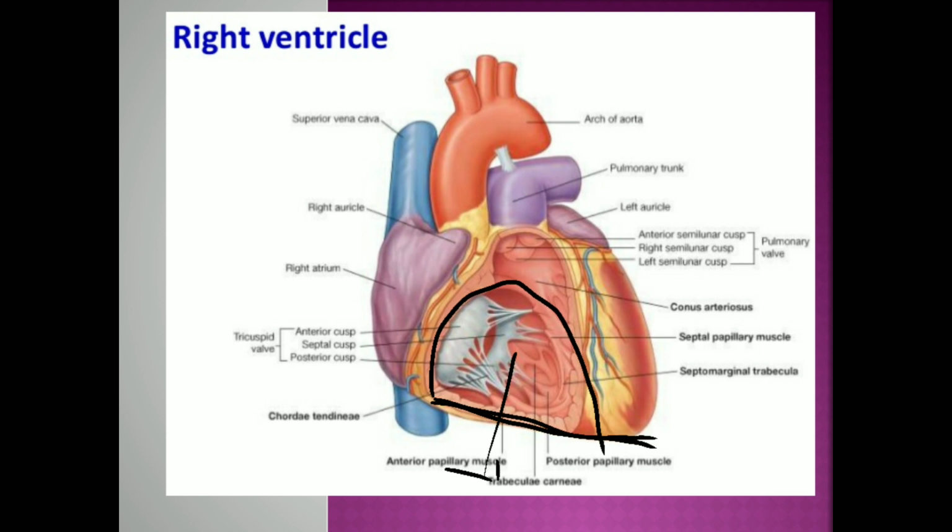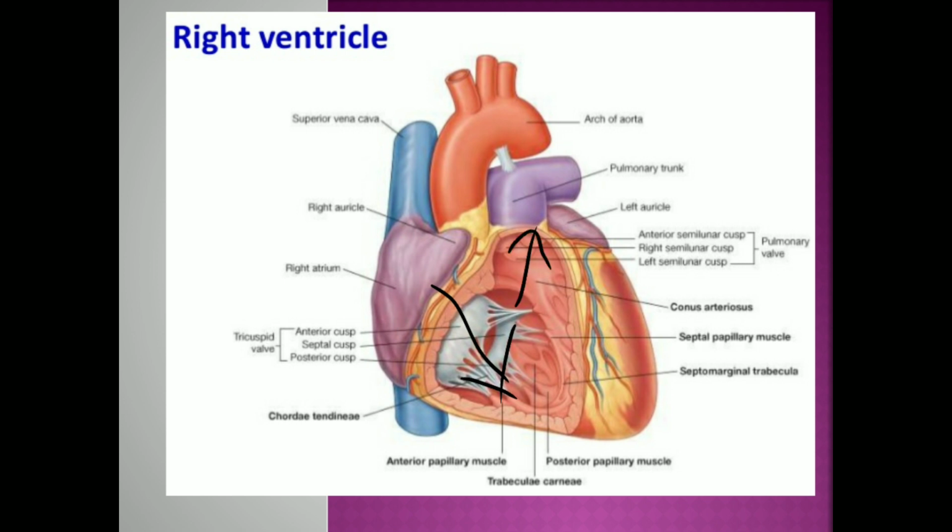Then comes the internal features. The internal features of the right ventricle consist of two parts: the rough inflowing part and the smooth outflowing part. You can see here, this is the rough inflowing part and the smooth outflowing part.